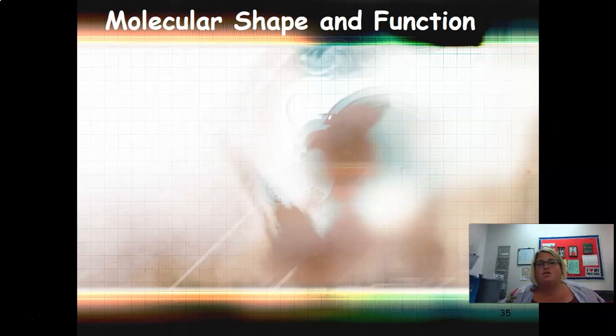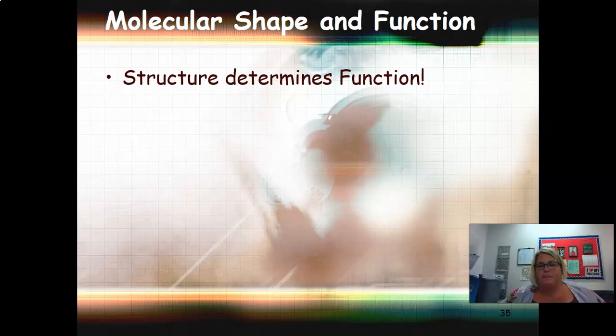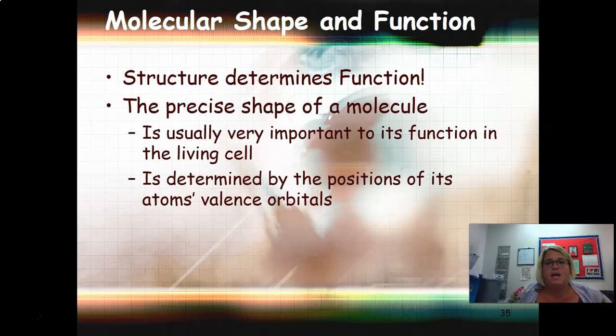Now let's get into shape and function. Big thing you've got to learn, like highlight it, star it, whatever you need to do: structure determines function. When you look at the chemical makeup of a molecule, what its structure is determines what its function is. The precise shape of a molecule is usually very important to its function. It's determined by the positions of its atoms' valence orbitals. See how this is all starting to build and how everything comes together?